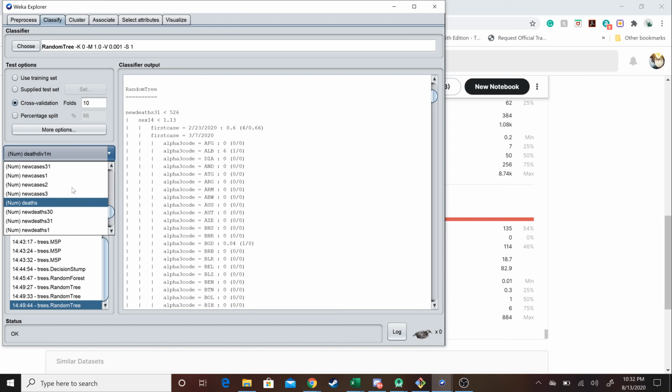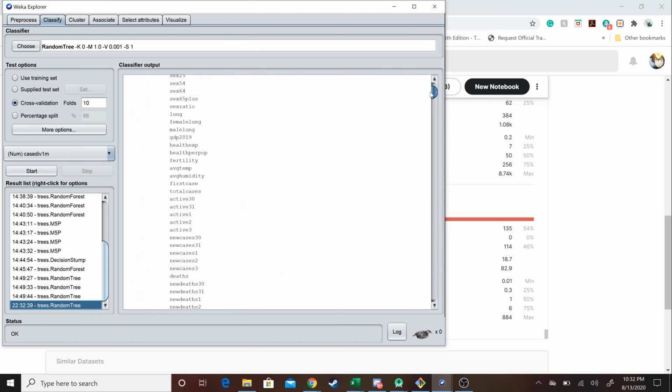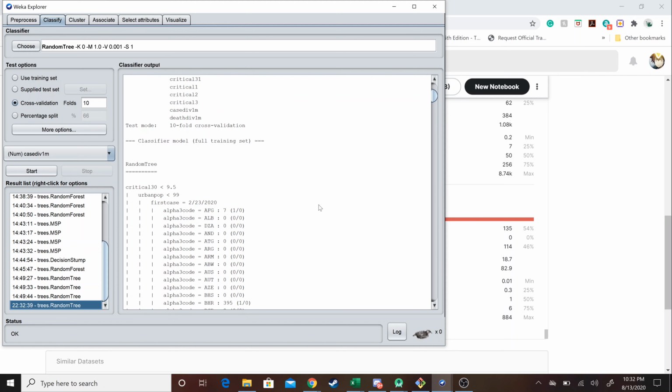Let's see, like number of cases. Try this. What does it split off this then? Yeah. How many were critical? What is the urban population? Once again, the first case. That is important.